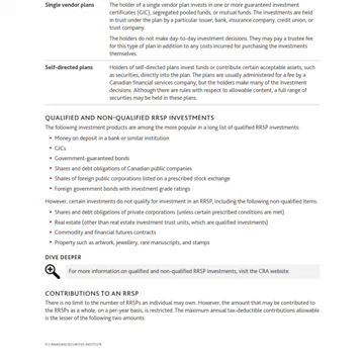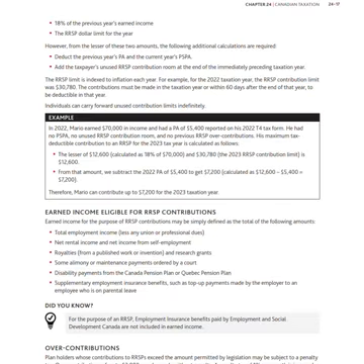Contributions to an RRSP. There is no limit to the number of RRSPs an individual may own. However, the amount that may be contributed to the RRSPs as a whole on a per-year basis is restricted. The maximum annual tax deductible contribution allowable is the lesser of the following two amounts: 18% of the previous year's earned income, or the RRSP dollar limit for the year. However, from the lesser of these two amounts, the following additional calculations are required: deduct the previous year's PA and the current year's PSPA. Add the taxpayer's unused RRSP contribution room at the end of the immediately preceding taxation year. The RRSP limit is indexed to inflation each year.